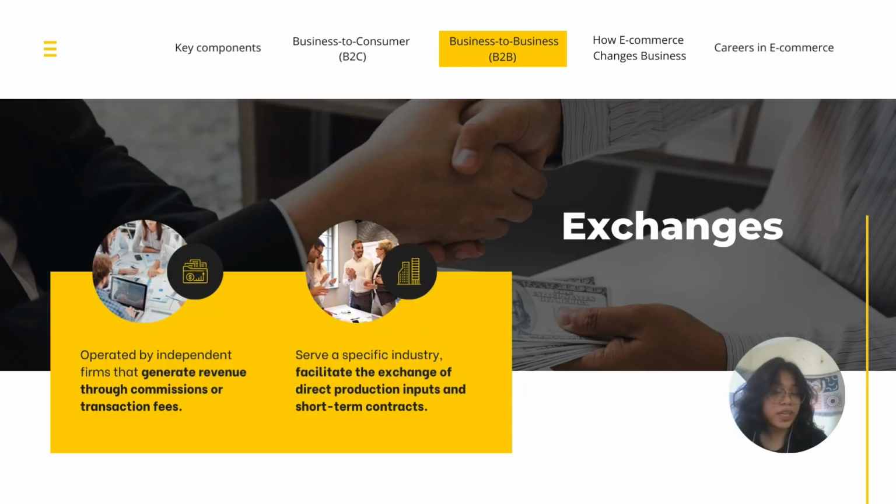The third channel is exchanges. An exchange is an independent digital marketplace connecting numerous suppliers and buyers in real time, and is typically operated by independent firms that generate revenue through commissions or transaction fees. Exchanges reduce the time and costs of finding suppliers and customers, lowering transaction, product, and inventory carrying costs.